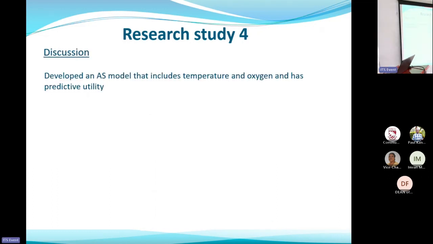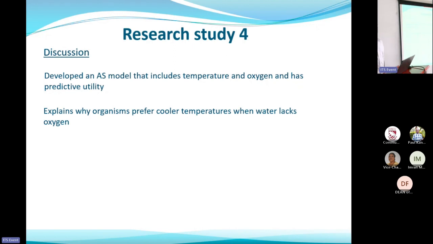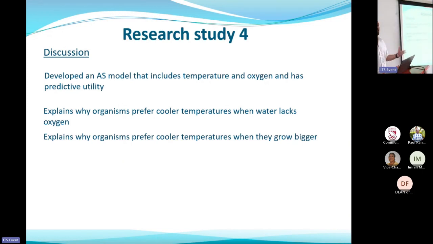So just to sum it up, coming to the end now, I managed to develop an aerobic scope model that includes temperature and oxygen and has predictive utility, seems to be explaining things. It also explains why organisms prefer cooler temperatures when water lacks oxygen. This is a common pattern. And if you look at the curves, they get colder as oxygen drops. And it also explains why organisms prefer cooler temperatures when they grow bigger. So often you move deeper into cooler water because of the way that this model incorporates the mass scaling. So that was really cool as well. And yeah, it delimits the distribution across the entire ocean space. So that question mark in that hypothetical model that I showed is now filled in, hopefully.